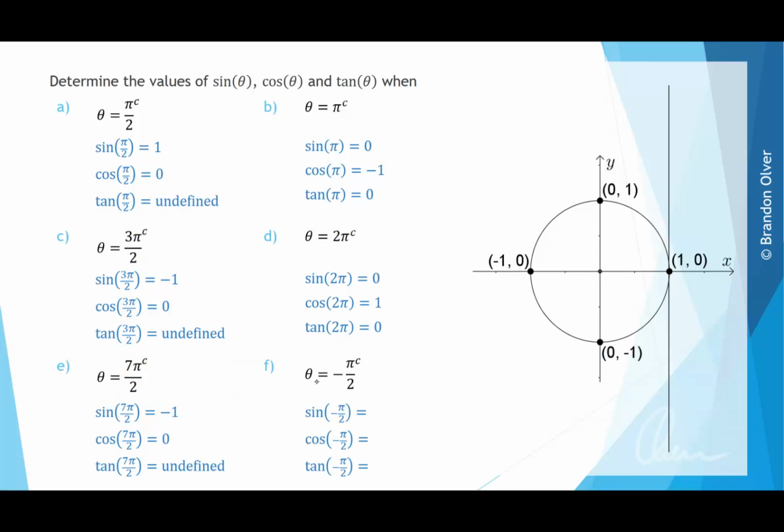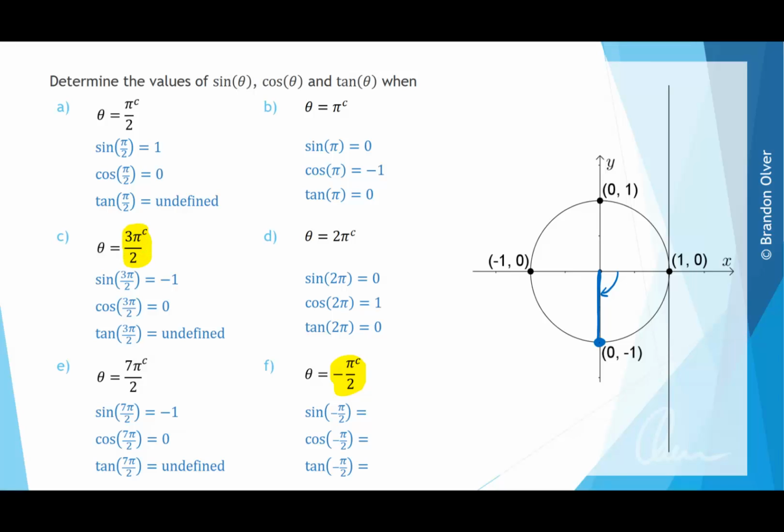And now finally for part F, we're going to consider theta is minus pi on 2 radians, which is this direction by pi on 2 radians, or 90 degrees. So we're at this same point here. So minus pi on 2 radians should have the same values as 3 pi on 2 radians, which we found in part C.